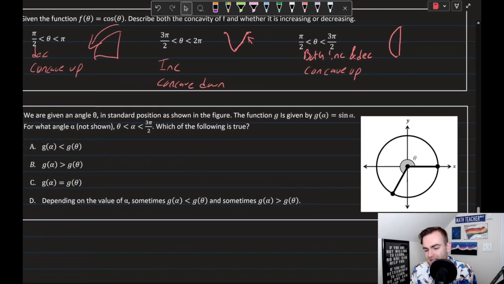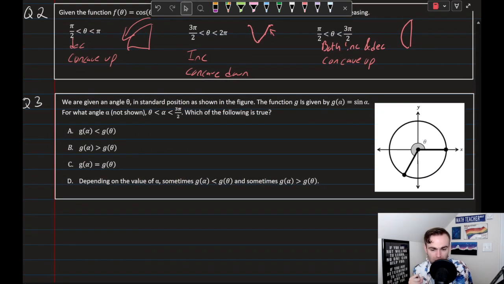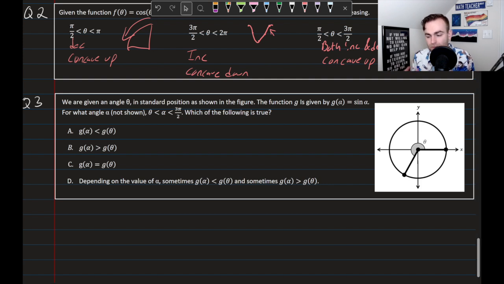So here we have an actual meaty question. We're given an angle theta, and that's the one pictured here. And then we are given a function g evaluated at alpha that is equal to the sine of alpha. And we want to know which of these would be true. So we know that alpha is bigger than theta, so alpha is somewhere in here, but not quite up to the quadrant angle. So what would be true?